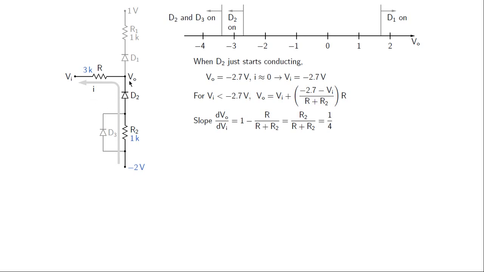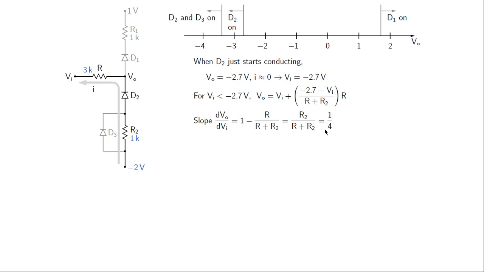So therefore we have VO equal to VI plus R times this current, that is VO equal to VI plus this is our I, that multiplied by R. This of course is a straight line, and the slope of this straight line is given by 1 minus R by R plus R2, like that, and that is R2 by R plus R2. R2 is 1K, R is 3K, so therefore the slope turns out to be 1 by 4.